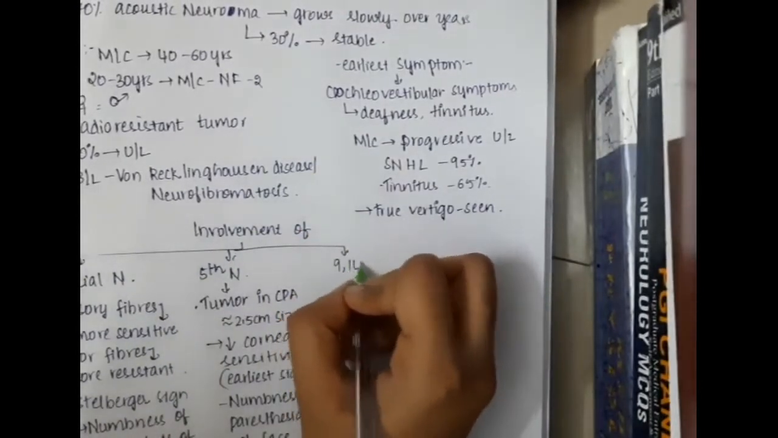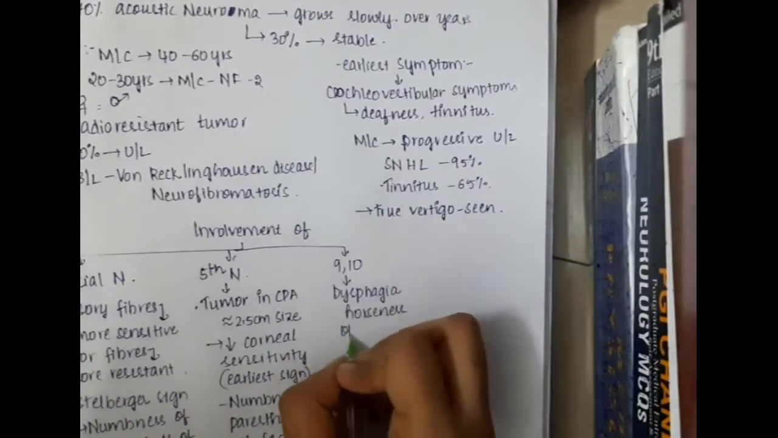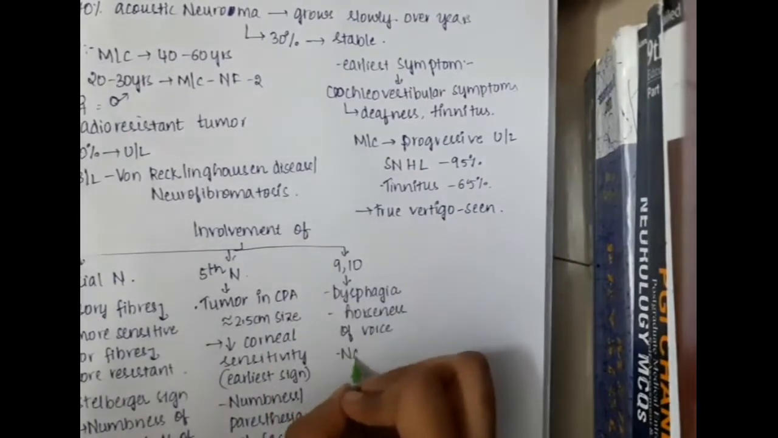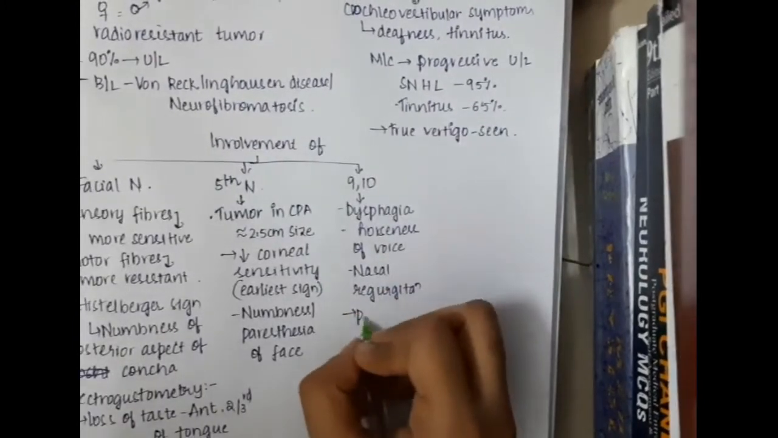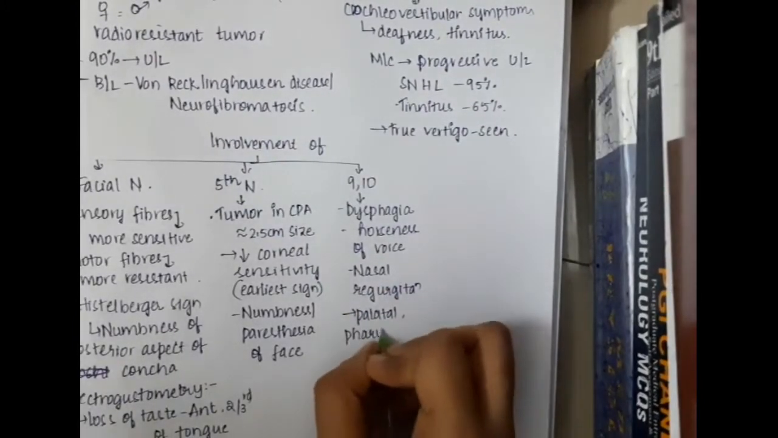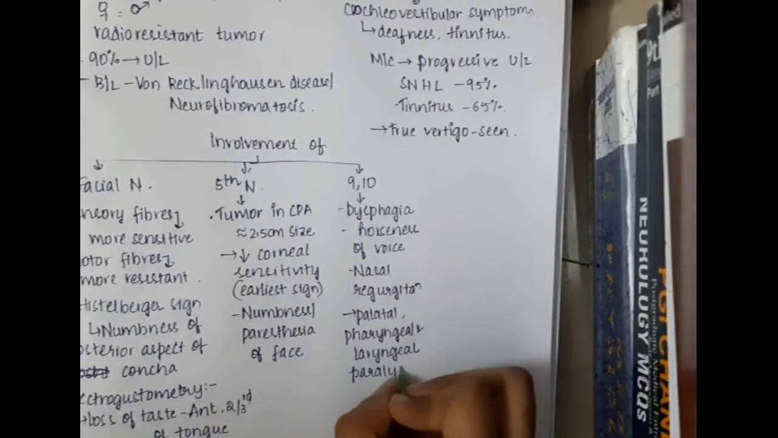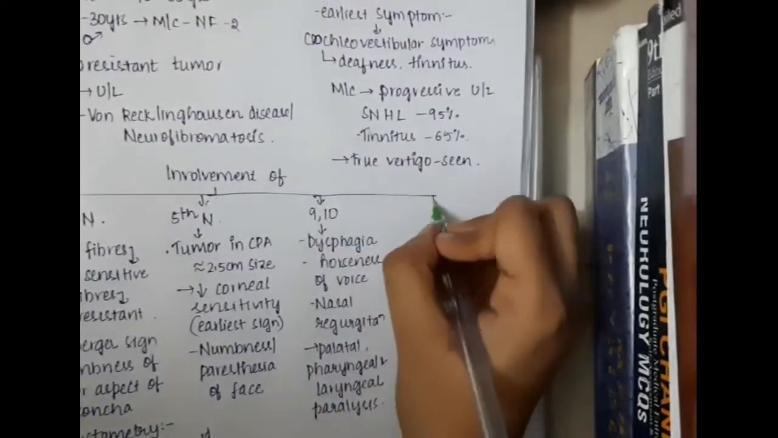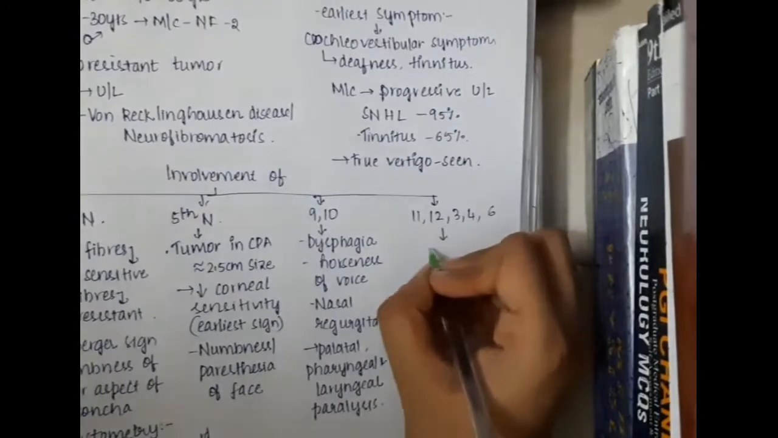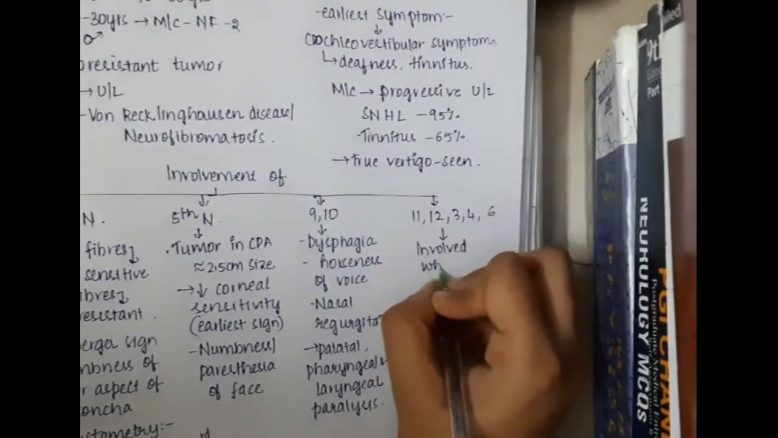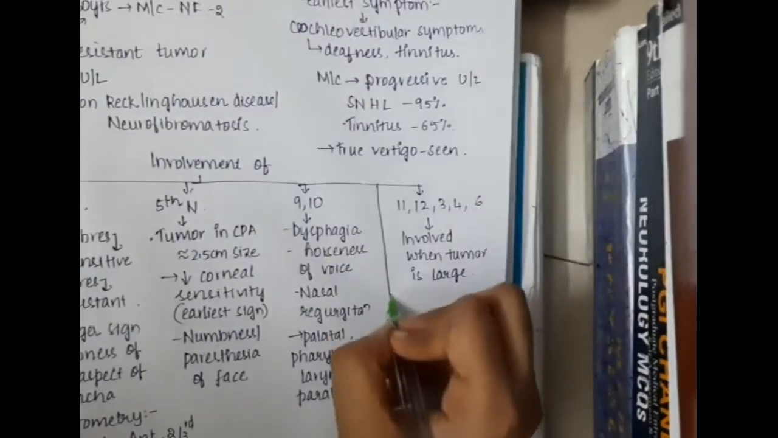Next there is involvement of the 9th and 10th nerves, where you see dysphagia, hoarseness of voice, and nasal regurgitation. There can be palatal, pharyngeal and laryngeal paralysis due to involvement of the 9th and 10th cranial nerves. There is also involvement of the 11th, 12th, 3rd, 4th and 6th cranial nerves when the tumor is very large.